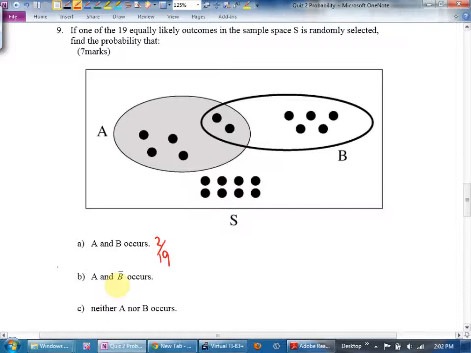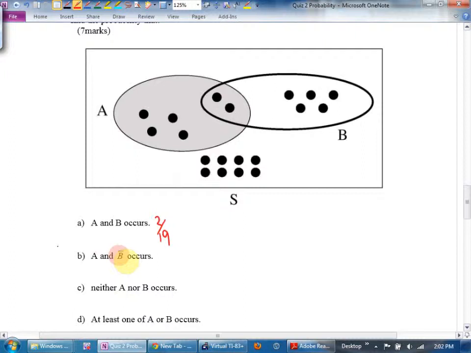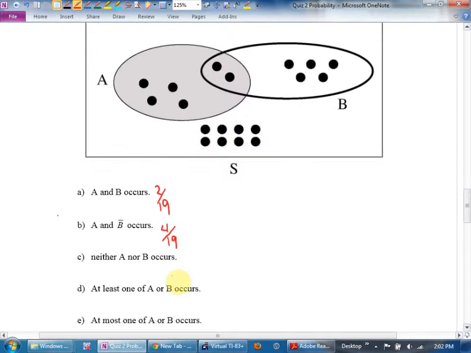By the way, another way to say this in English is A only. How many dots are in A only but not in B at the same time? 4. Oh, by the way, we're falling back, Jasmine, on our very first rule, which was, if you can count it, you can solve it, right? Neither A nor B. I think that's these 8. At least one of A or B. That means one or the other or both. 1, 2, 3, 4, 5, 6, 7, 8, 9, 10, 11. I think 11 out of 19.